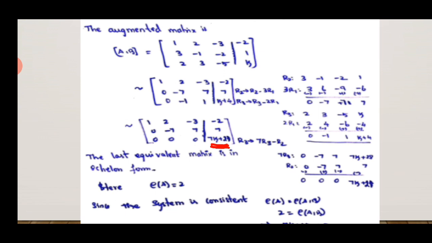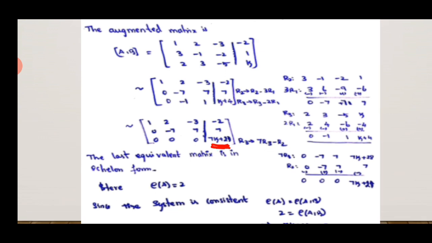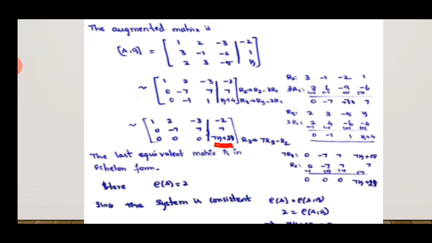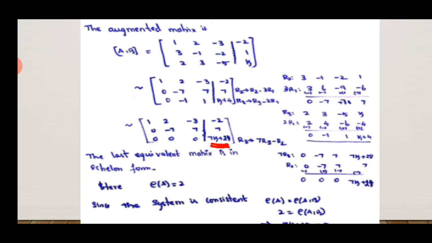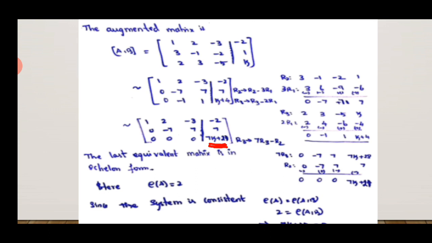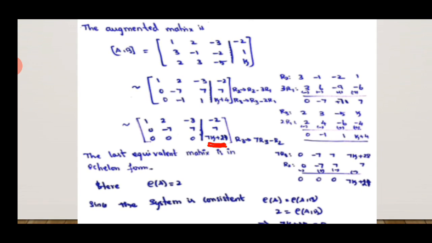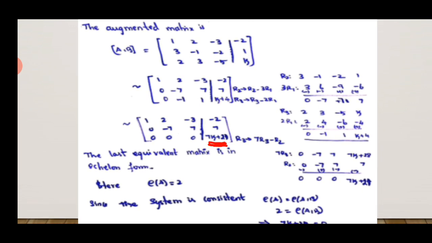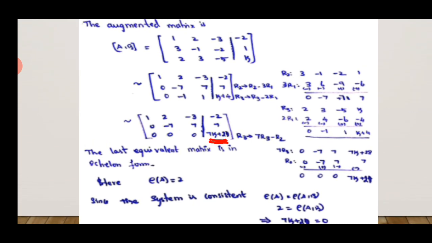So I take the transformation R2 implies R2 minus 3R1. The entries of R2 are 3, minus 1, minus 2 and 1, and 3R1 means multiply 3 in the first row and write. So 3 into 1 is 3, 3 into 2 is 6, 3 into minus 3 is minus 9, and 3 into minus 2 is minus 6. And change of sign you have to give, because R2 minus 3R1. So when you apply this, you get the answer 0, minus 7, plus 7 and then 7. So take this and fill it in the second row now.